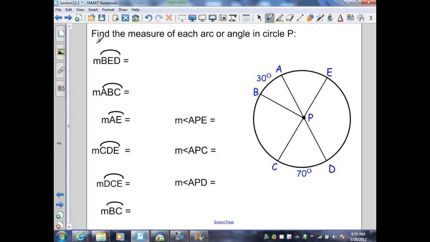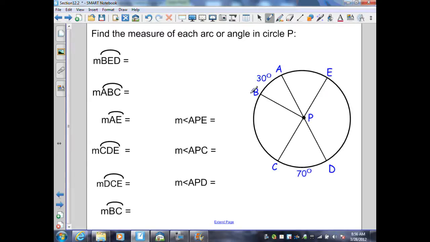In this example, they want me to find the measure of each arc or angle in circle P. The easiest way to answer the questions related to this diagram is to find all the measures of the arcs and angles that I can prior to looking at their questions. Therefore, if I go to the diagram, I can identify the measure of arcs and angles.